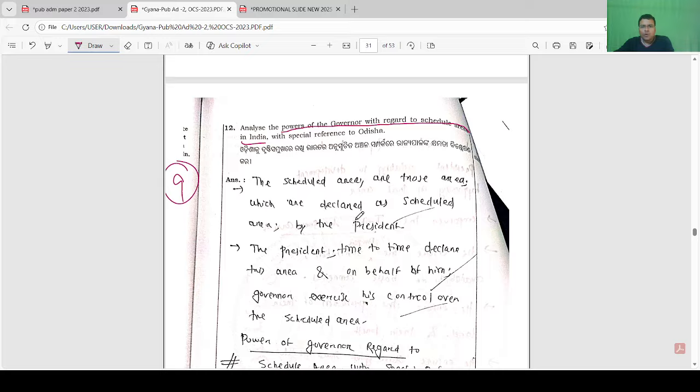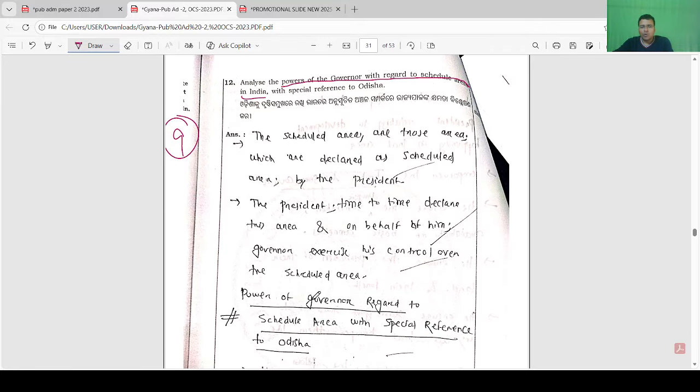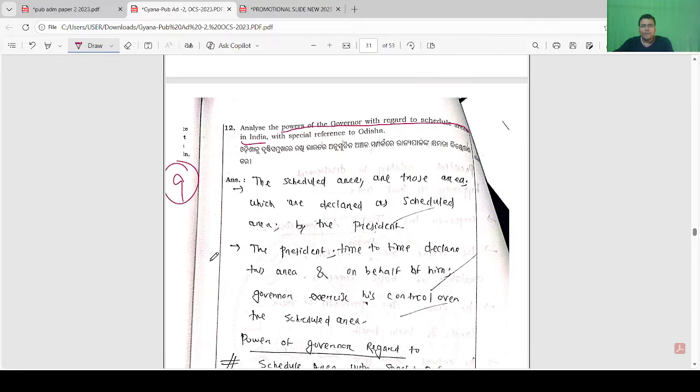Schedule areas are those areas declared as schedule area by the President. The President of India declares an area as schedule area based on the population of tribes. The President declares these from time to time, and on his behalf the Governor exercises control. So a schedule area is administered by the President through the Governor of that state.